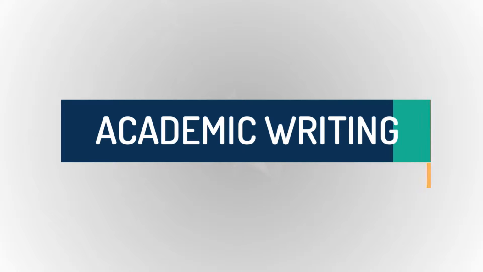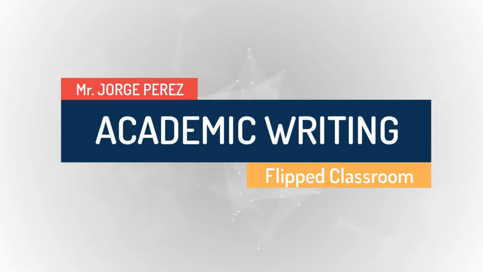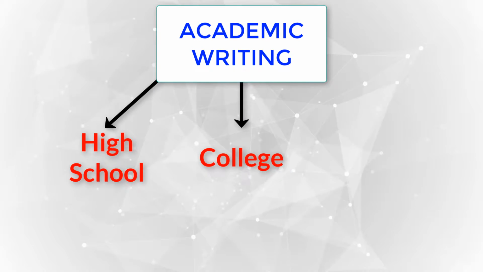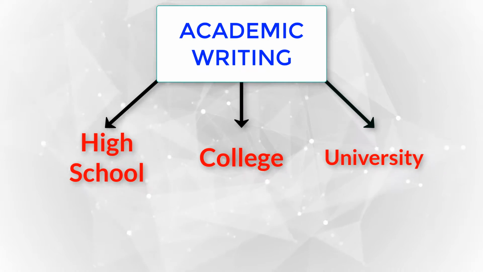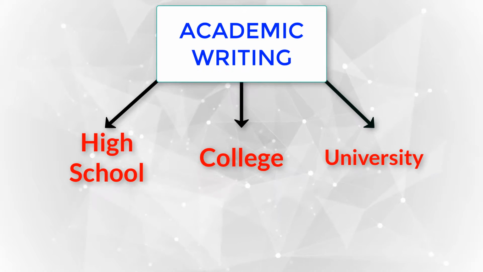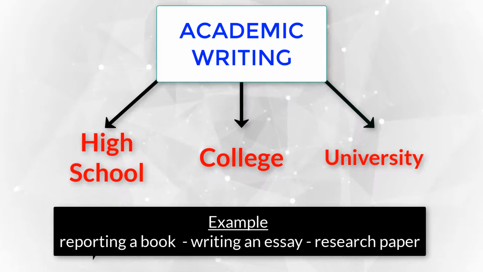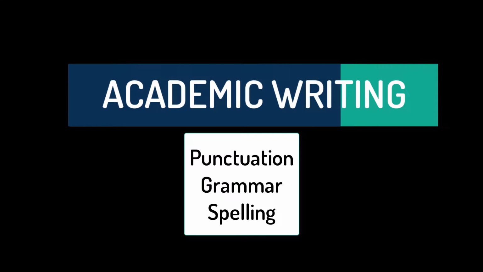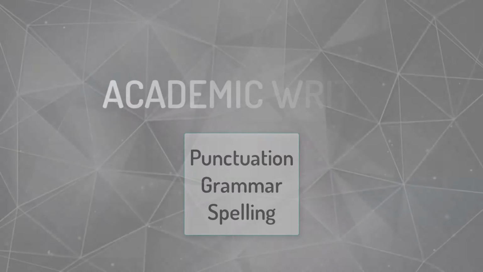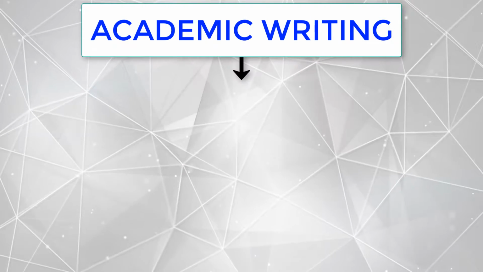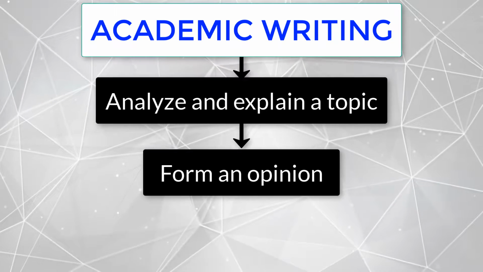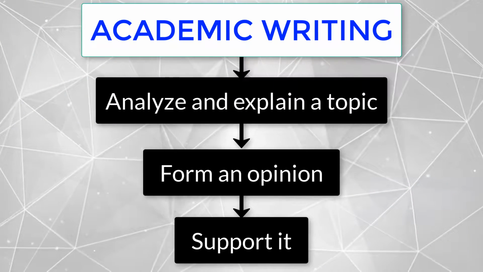Our topic today, academic writing. Academic writing is the writing we do at different school levels like high school, college, or university. We use this type of writing in activities such as reporting a book, writing an essay, or in a research paper. Academic writing has very different rules than the ones we use when texting a friend, for example. We must follow the traditional conventions of punctuation, grammar, and spelling. This type of writing usually requires you to analyze and explain a topic, form an opinion, and then support that opinion.